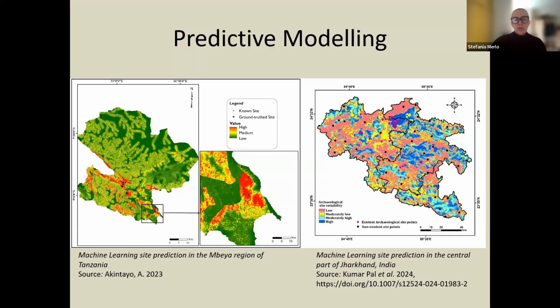And then obviously these kinds of results need to be verified on the ground. And on the right-hand side, we have a map where a similar approach was used for the prediction of sites in India. And again, with low, medium, and high probability of certain types of sites being located in certain areas. Over to you again, Azadeh.